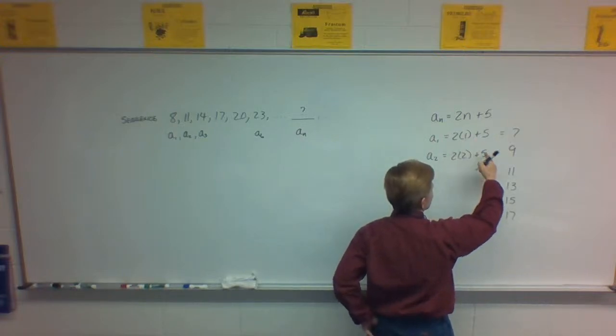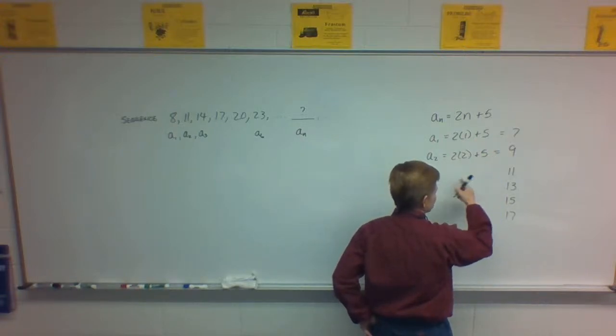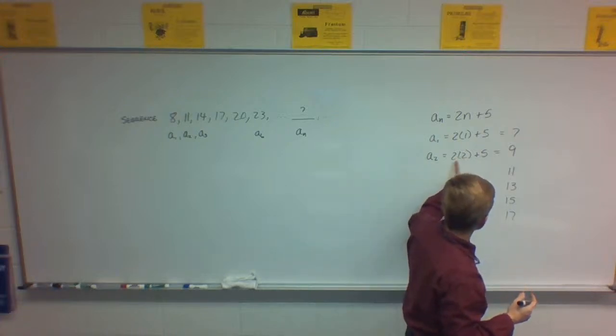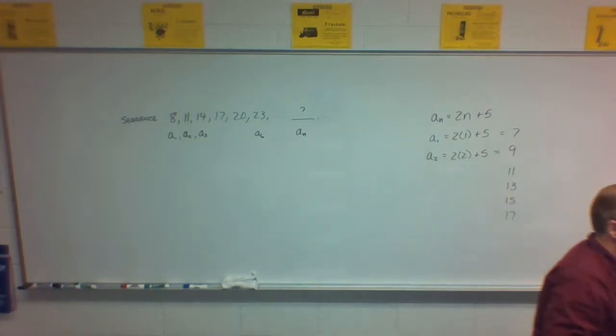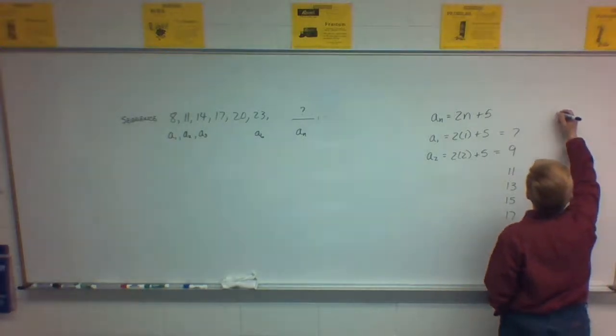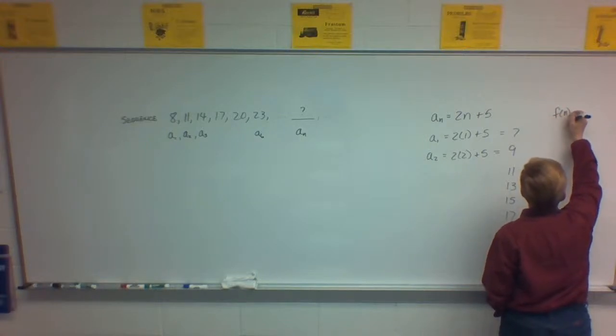5 plus 2 is 7. 5 plus 4 is 9. 5 plus 6 is 11. So every time you put a new number in here, you've got 2 more in the terms. Okay, here's another one. It's a little bit strange. This is a different way of writing it. It's in function notation.